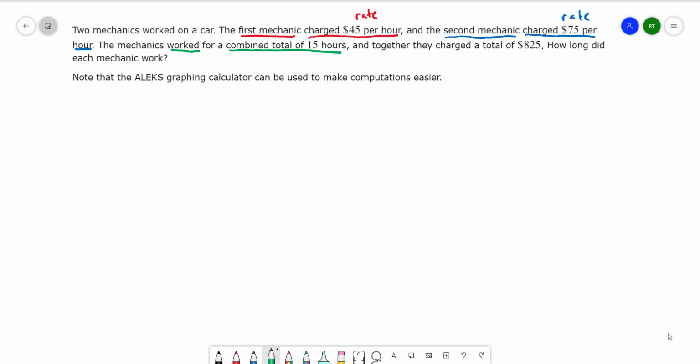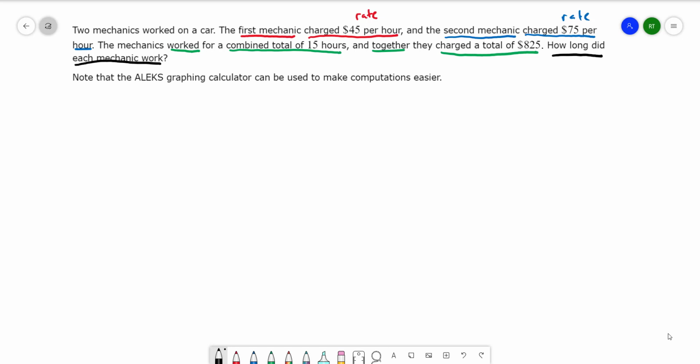Together they charged a total of $825. That's all I know, and they want us to figure out how long each mechanic worked. That's the unknown. I'm going to make a little note that that's what we want to find. And the unknown is going to represent the variables in your problem.